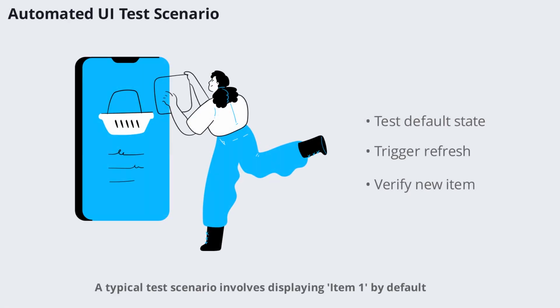Typical test scenario involves displaying item 1 by default, triggering the pull to refresh action and verifying that item 2 appears. This test ensures that the refresh logic works and that the UI updates as expected. By automating this process, you can confidently deploy your app knowing that key interactions are reliable.